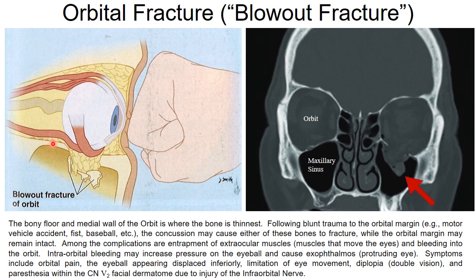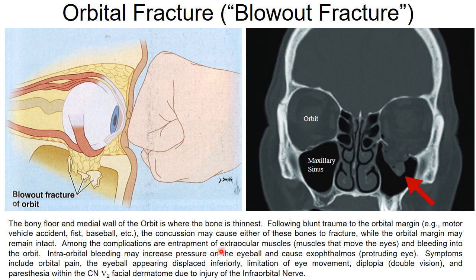But running along the floor of the orbit is a nerve that's ultimately going to be cutaneous. It's going to pop out through the infraorbital foramen and supply the V2 dermatome of the face. And so you might have paresthesias within the V2 dermatome because that nerve also is falling through this hole right there, and the nerve is being affected. That's the infraorbital nerve. We'll look at that in a second.